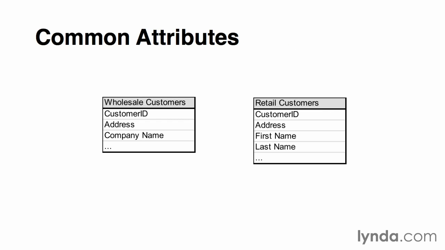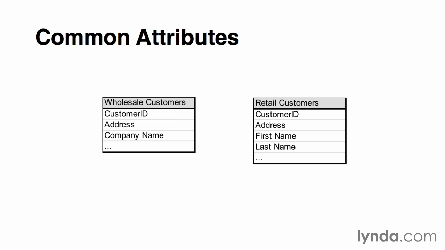Both types of customers will have common fields, such as a customer ID number and address fields, and will be linked to an order history through an invoices table. But each type of customer also has specific attributes that are unique to the type of customer that they represent. Retail customers would have a first name and last name, whereas a wholesale customer would have a company name.